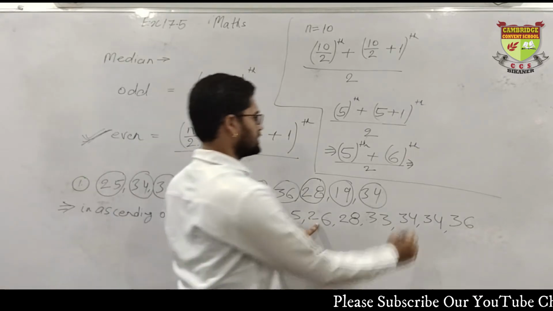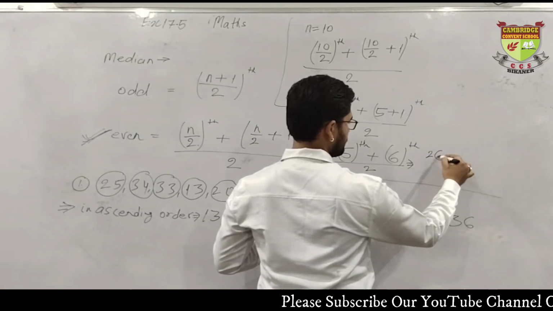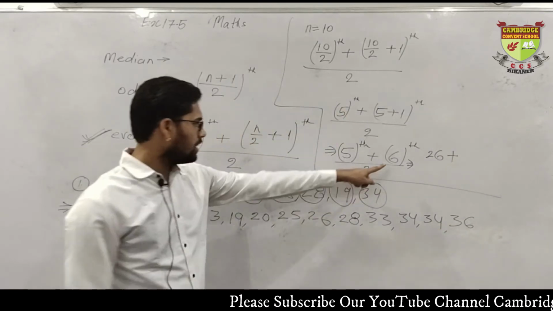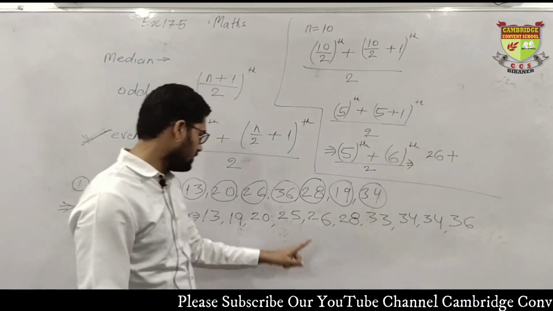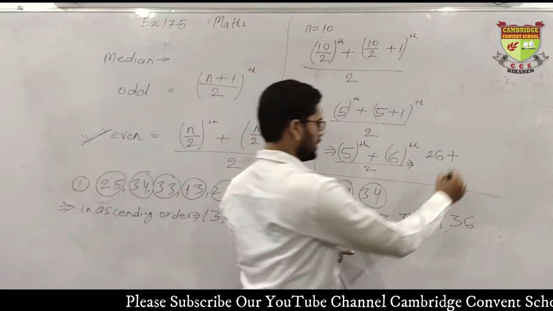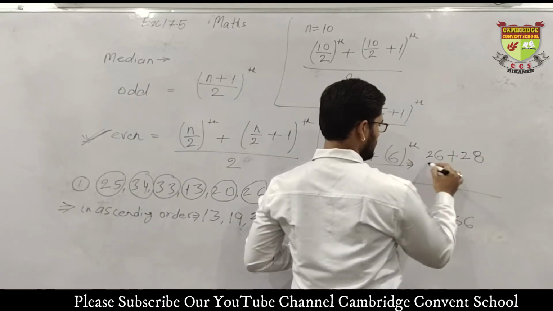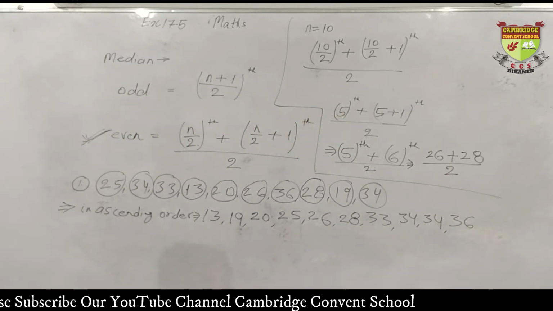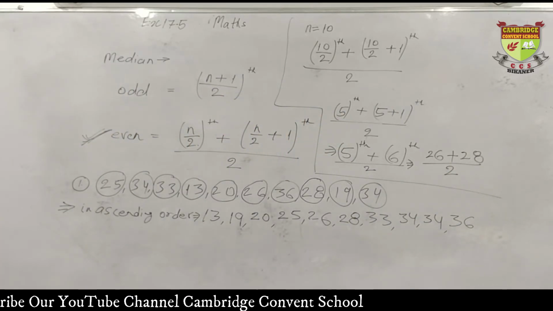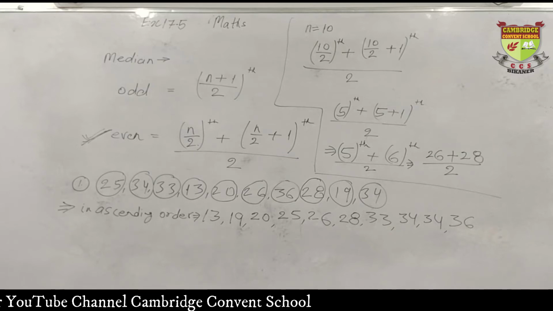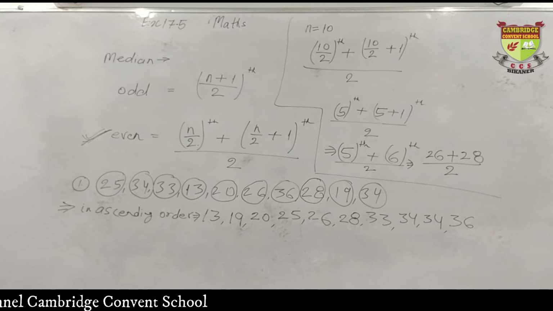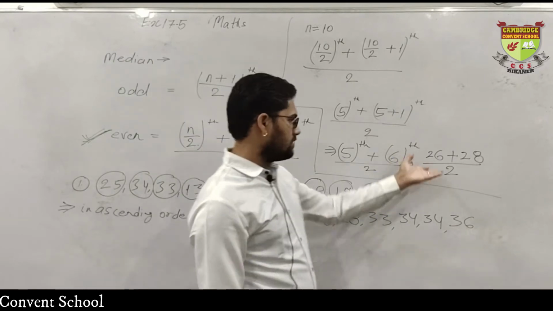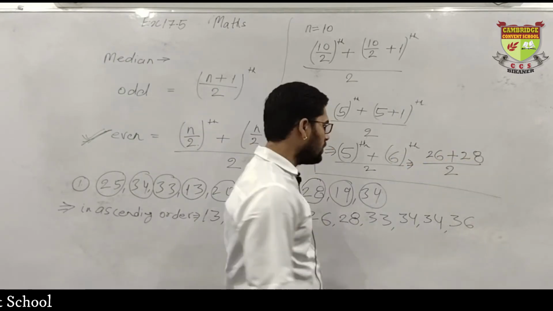Fifth number is 26, plus sixth, which is 28, upon 2. Okay. Keep in mind there is written fifth and sixth. Don't add 5 and 6. We have to add the fifth number and the sixth number. Fine. It will be solved soon now.